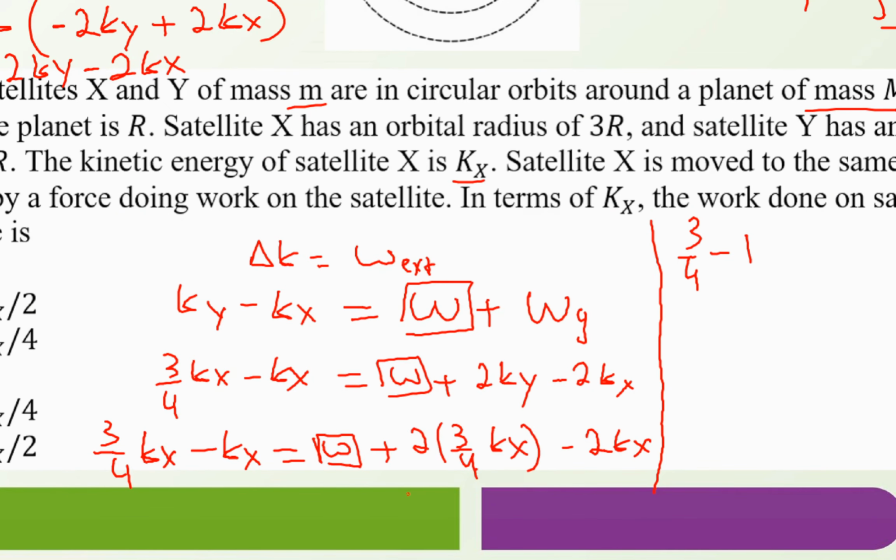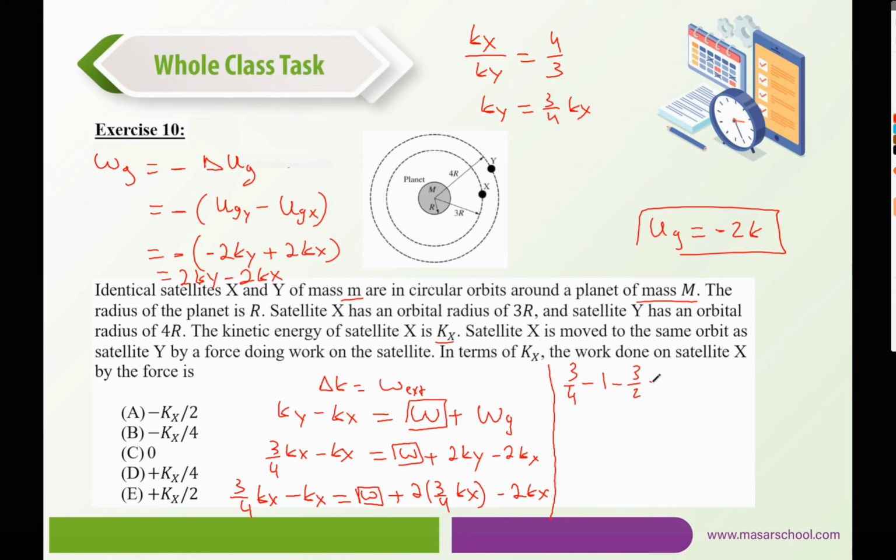Now 2 times 3 over 4 is 3 over 2, taking it to the other side, that would be minus 3 over 2. Minus 2 taking it to the other side, that would be plus 2, equals W. Now if you compute these fractions, they would be perfectly equal to 1 over 4. Then the work done by the force according to the work energy theorem is given by 1 over 4 Kx, making D the correct answer.